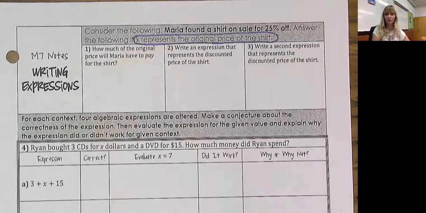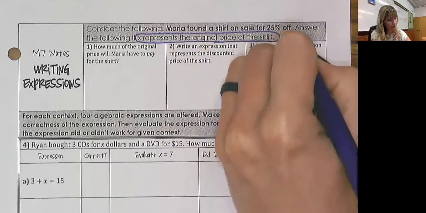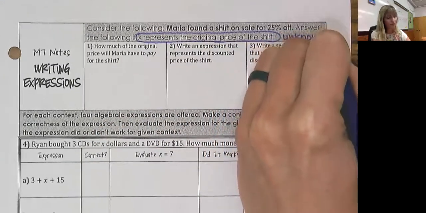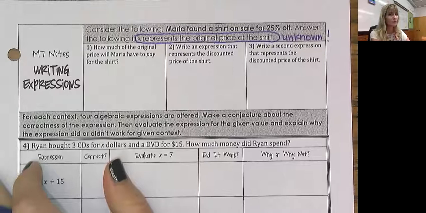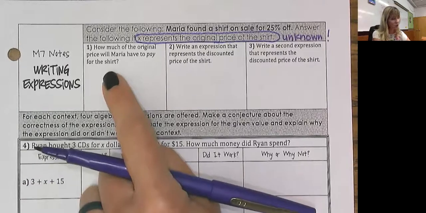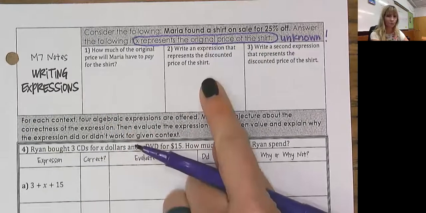What does that mean, original price? Well, it means the price that's actually on the price tag. How did the store originally set the price? What was the price before there was a discount? Okay, so X, why are we calling it X? Well, because it is an unknown. It is a piece of information in this problem that they did not tell us. We do not know it. All we know is that the shirt was on sale for 25% off, but we don't know what it originally cost. So question number 1 says, how much of the original price will Maria have to pay for the shirt? We're going to come back to that. Let's jump to number 2.